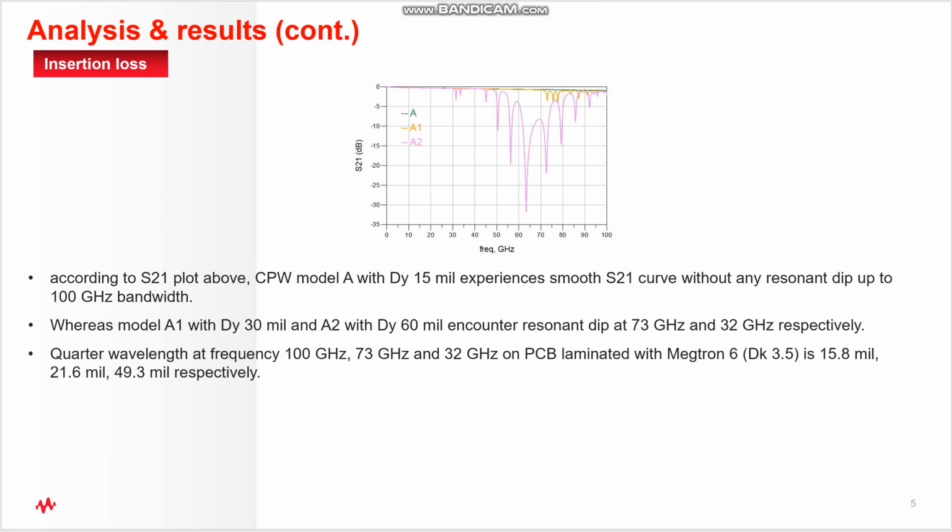So for insertion loss, according to the S21 plot above, the CPW model A with dy 15 mm experiences the smooth S21 curve without any resonant dip up to 100 GHz bandwidth. Whereas A1 with dy 30 mm and A2 with dy 60 mm encounter resonant dip at 63 GHz and 32 GHz respectively. The quarter wavelength at frequency 100 GHz, 73 GHz and 32 GHz on the PCB laminated with Megtron 6 with DK 3.5 is about 16 and then 32 and also 49 mm respectively.